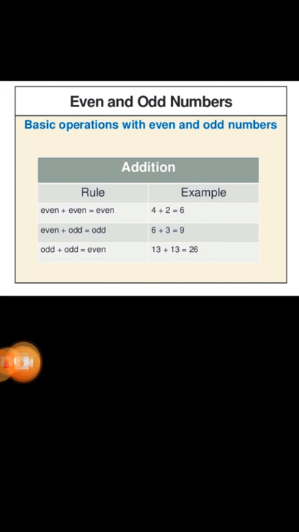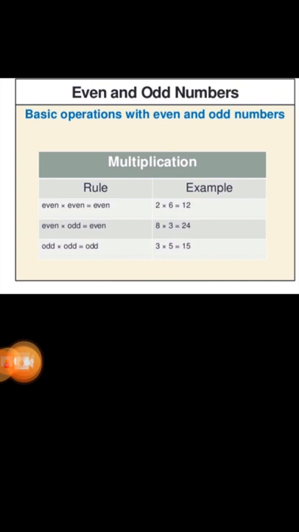Even plus odd is always equal to odd. If we add an even number to an odd number, we get an odd number. 4 plus 3 is equal to 7. 6 plus 3 is equal to 9. Odd plus odd is always equal to even. Here we have two odd numbers, 13 plus 13. This sum is equal to 26. So when we add two odd numbers, we get an even number.